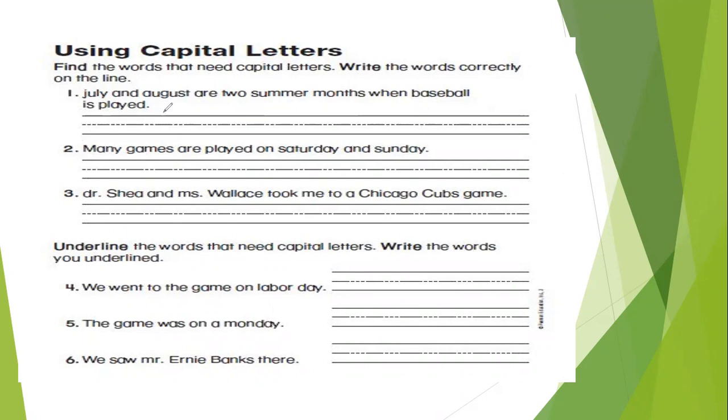July and August are 2 summer months when baseball is played. Yeah, I have July. Why do we capitalize July? Why do we capitalize August? Because they are names of months. Okay, we will write them here. Capital J. And August. Excellent. Let's go to the second one.